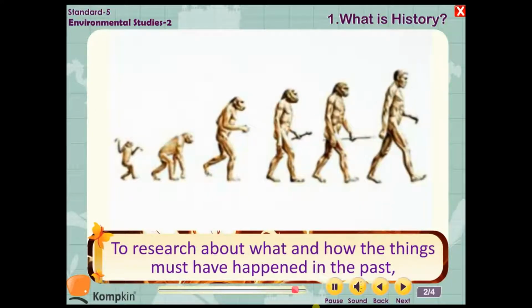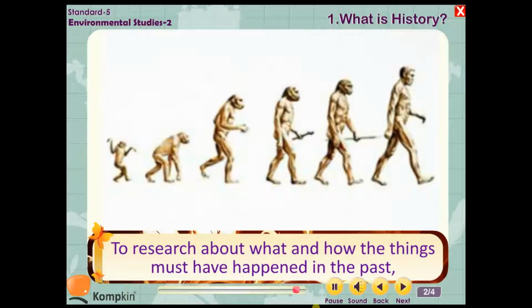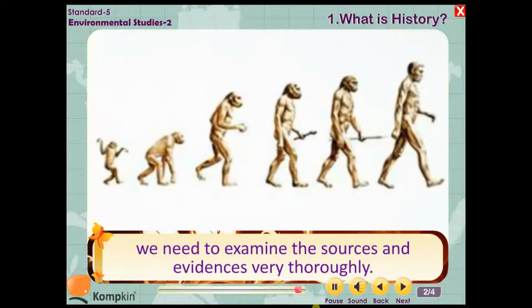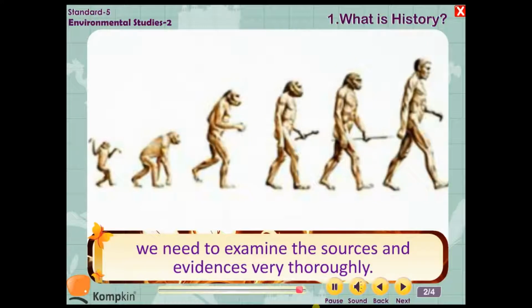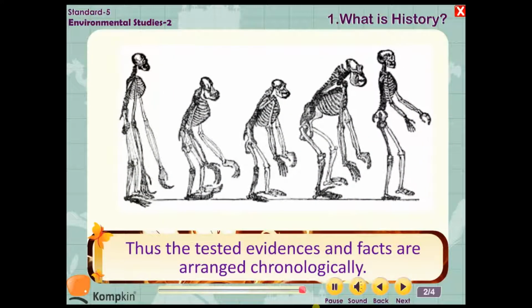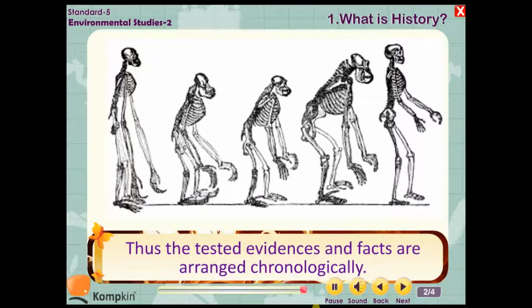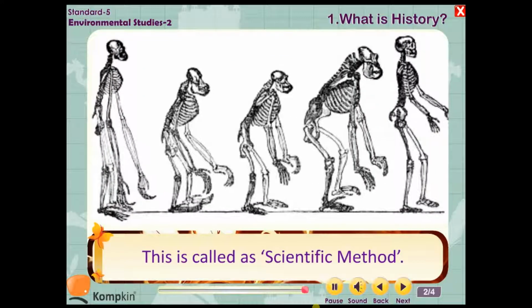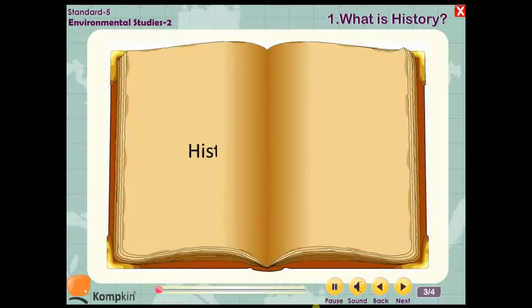To research what and how things must have happened in the past, we need to examine the sources and evidences very thoroughly. Thus, the tested evidences and facts are arranged chronologically. This is called a scientific method.